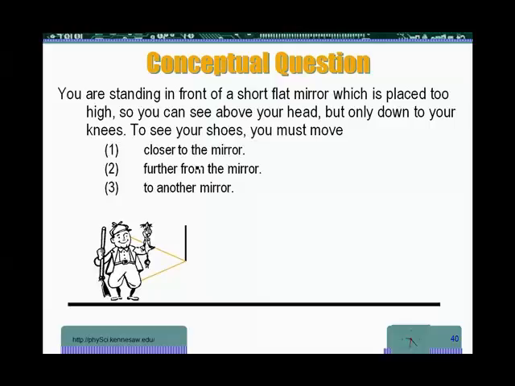One interesting question is: usually what is the size of the mirror that we need to use to be able to see ourselves? But before we get to that, let's answer this question. We have a mirror. You can see above your head, but only down to your knees. To see your shoes, what do you need to do? Move closer to the mirror, further from the mirror, or move to another mirror.